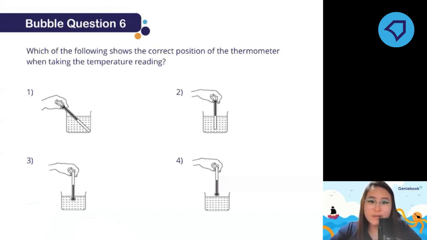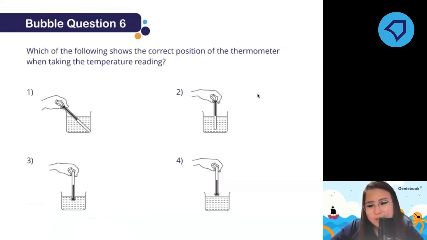How will the liquid increase in the thermometer? Ooh, this is an interesting question. We'll actually talk about this in the next part of heat, because heat is actually related to expansion and contraction. That is the basis of how thermometers work. Okay, good job.